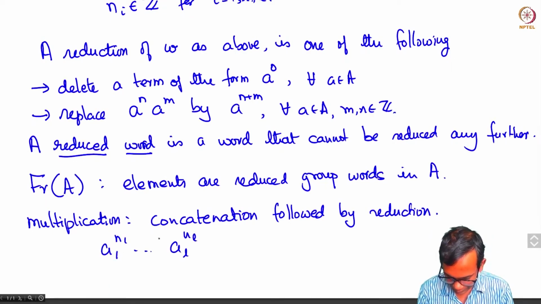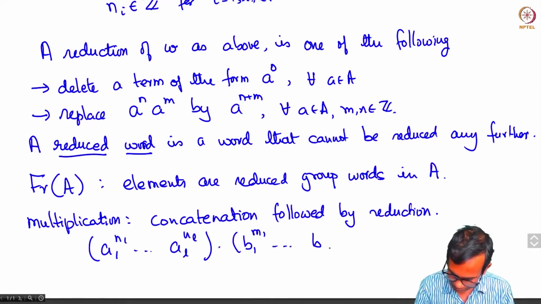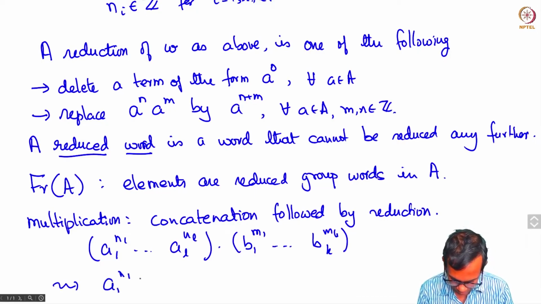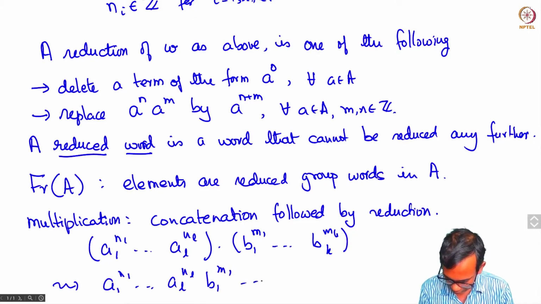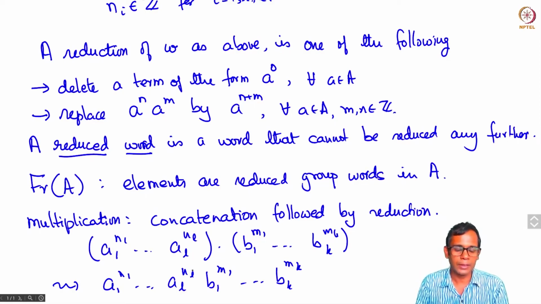al to the power nl, and say you have another word b1 to the power m1, ..., bk to the power mk, then their concatenation is this word a1 power n1, ..., al power nl, b1 power m1, ..., bk power mk. Now this concatenated word may not be reduced. It could be, for example, that al and b1 are equal, in which case you would have to club these two terms to get a reduction.